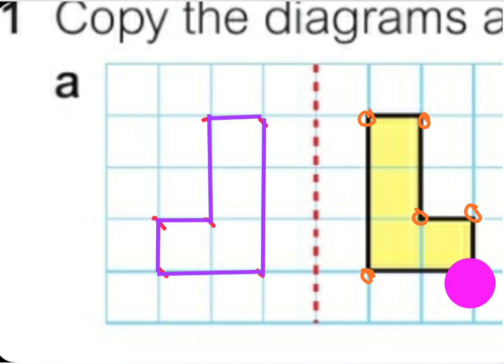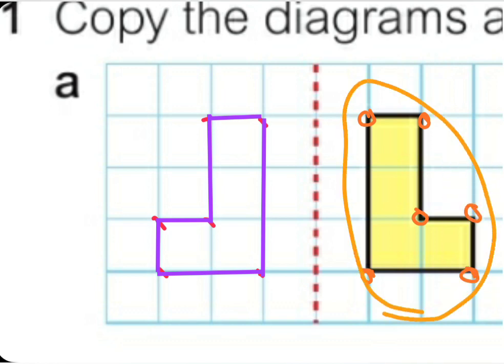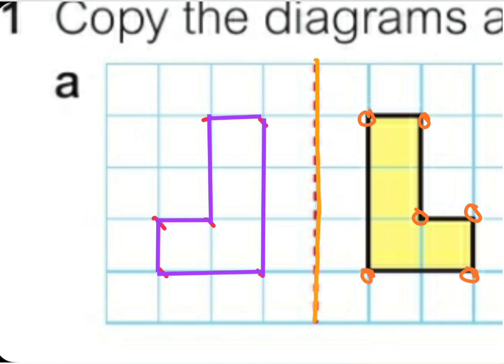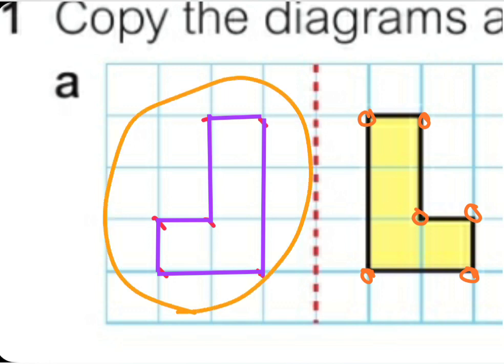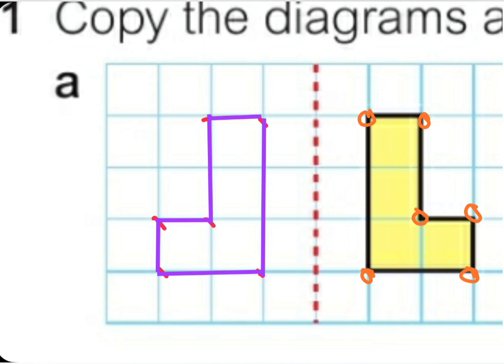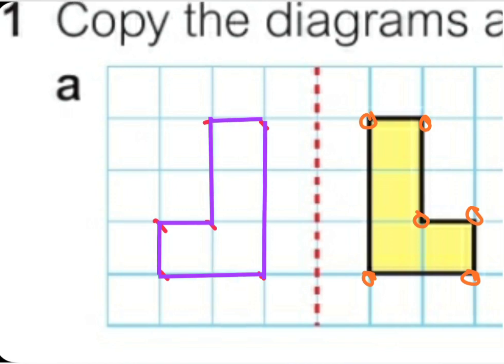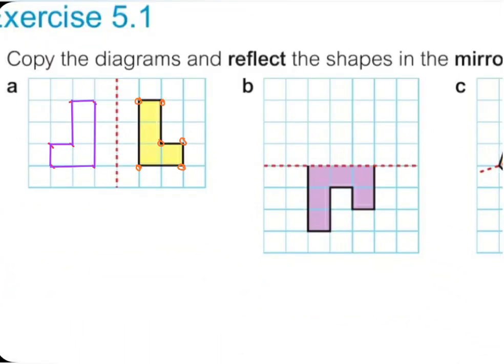So as we said, this is the shape and this is the line or the mirror line, and this is the image. Now, the key point said that the distance between each point on the shape to the mirror is the same as the image point to the mirror. So you have to understand this and use it to reflect shapes. Now let's take a look at question B.